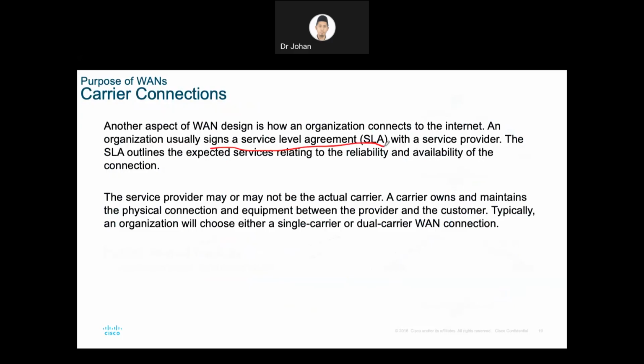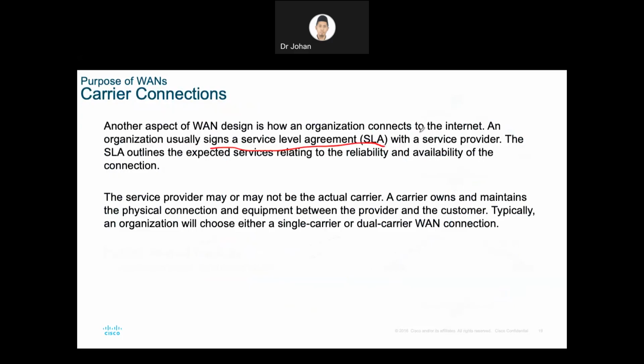The service provider may or may not be the actual carrier. Because we are a managed provider in Malaysia, we can open a tender for them and ask, for the WAN connection, which one offers better performance and so on, and also the cost. So we can go for it.